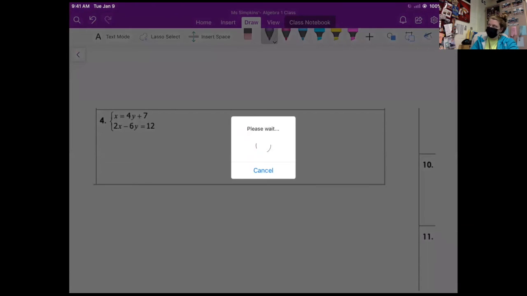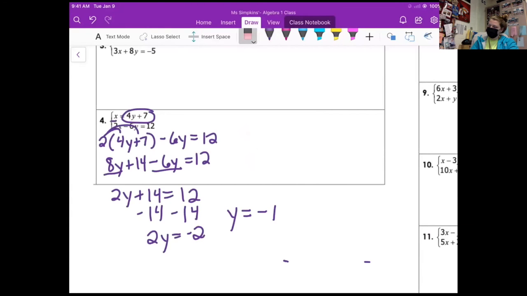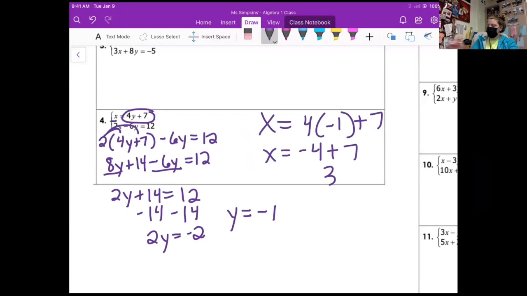Okay, so then we got to find x. Which equation do you want to use? Same. I would use the first one as well. It does not matter. I can't stress it enough. It does not matter. But I would use the second one. So 4 times -1 plus 7 would be -4 plus 7, which would be 3.